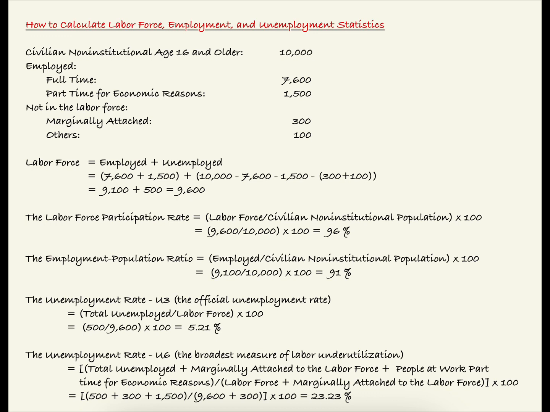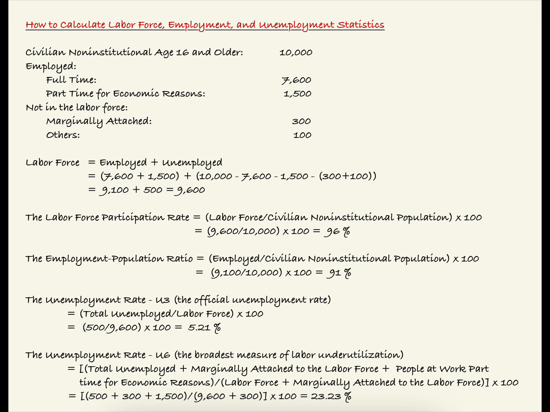First, let's define the labor force. Remember that the labor force is equal to the number of employed individuals plus the number of unemployed individuals. First, for our employed individuals, there are 7,600 full-time employed individuals and 1,500 part-time individuals for economic reasons. That is how we get 9,100 for our population that is employed.